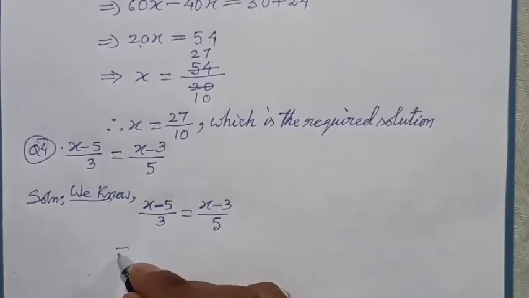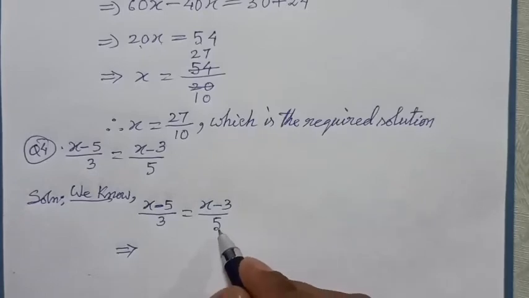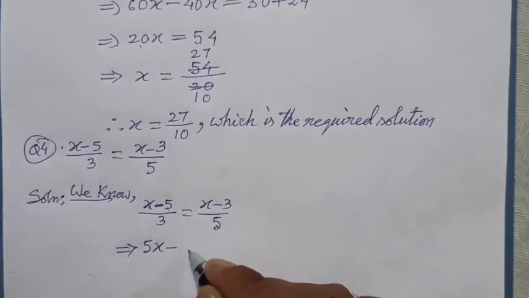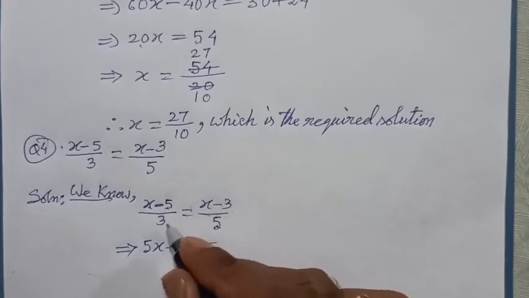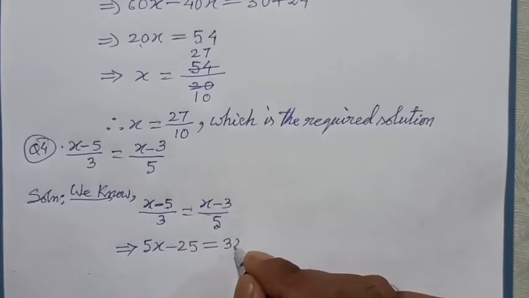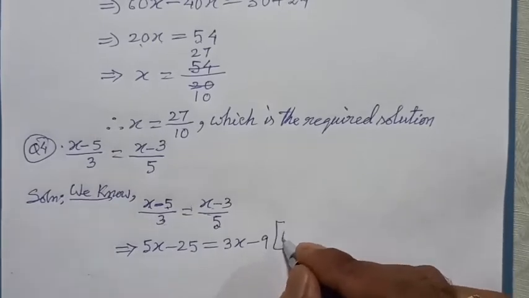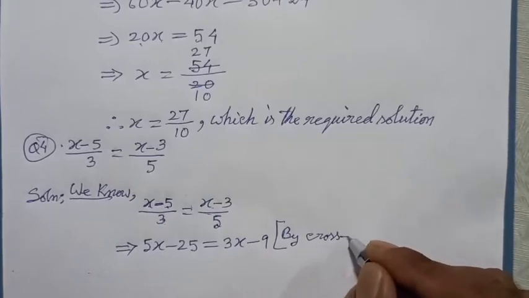In the next step, we have to use cross multiplication. If we use cross multiplication, 5 will multiply this numerator. 5 into x is 5x. 5 into 5 is 25. 3 multiplied to this numerator. 3 into x is 3x. Minus sign, 3 into 3 is 9, in the bracket, by cross multiplication.